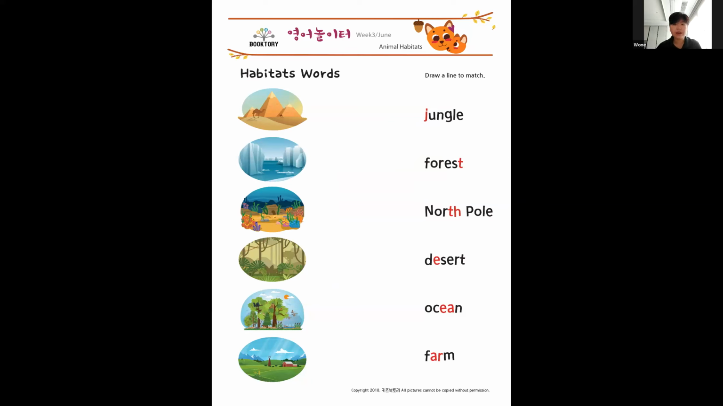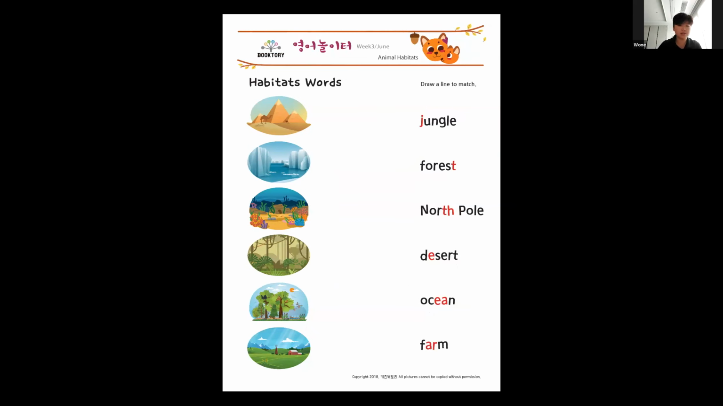So what do we have? We have our habitat words. So the first word, do you know what this first word is? Let's sound it out. We have jungle. Jungle. Let's go ahead and connect it to the jungle. So which one of these is going to be the jungle? It looks like this is the jungle.